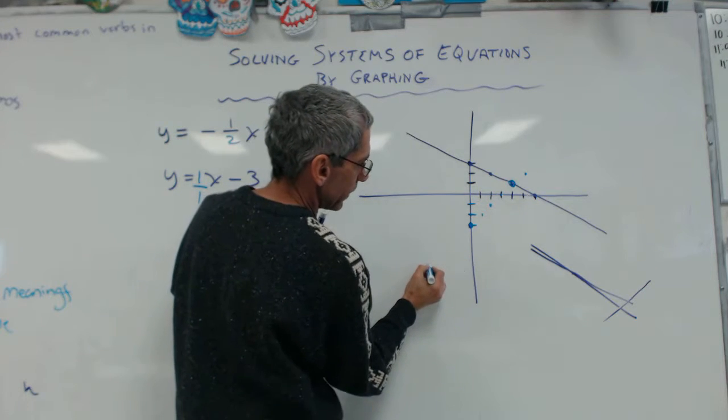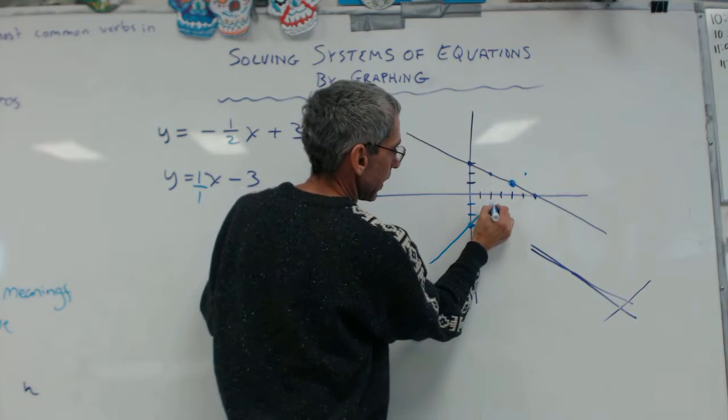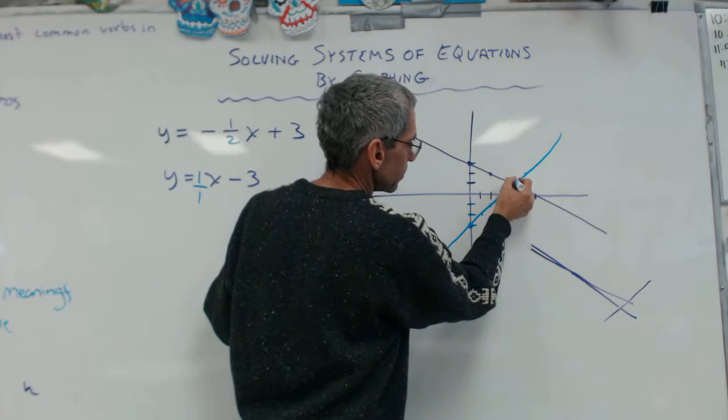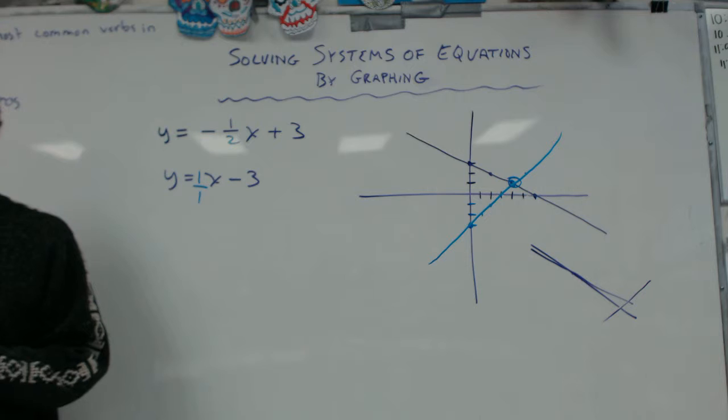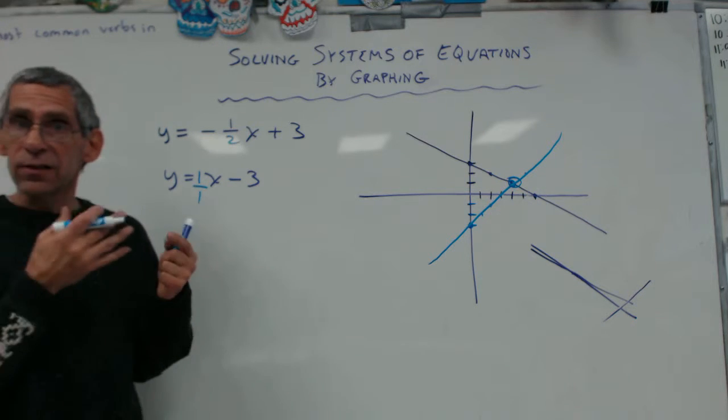So if I draw my line now, I can tell that this is the only point that intersects those 2 lines. Do you agree? I mean, that is on those 2 lines.